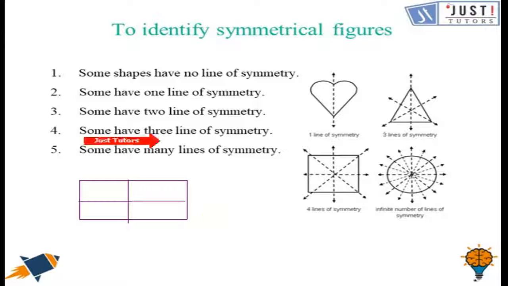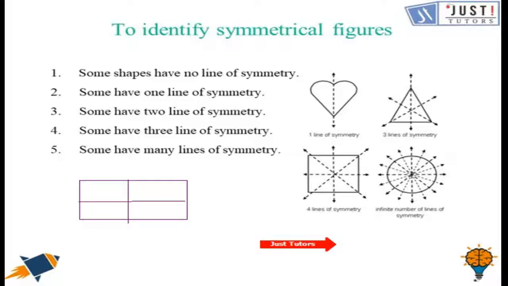Some shapes can have three lines of symmetry. For example, you can think of an equilateral triangle. Some shapes have four lines of symmetry. You can think of a square. And some shapes may have an infinite number of lines of symmetry. You can think of a circle.